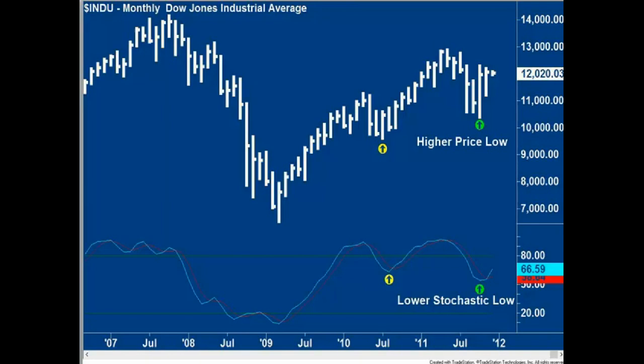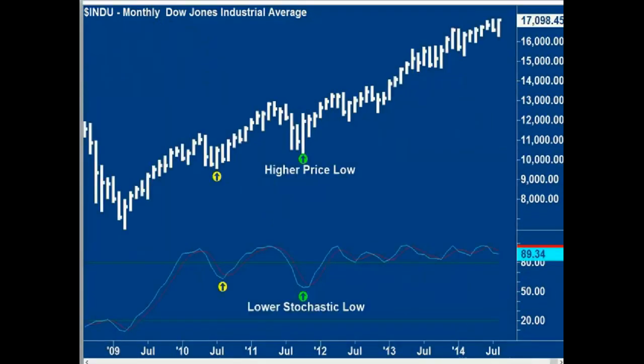As we noted on the chart, we're looking for a higher price low and a lower stochastic low. That simple setup ultimately yielded this big multi-year move.